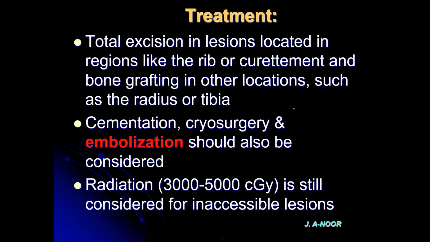Treatment is total excision for lesions located in regions such as the rib or clavicle, and bone grafting in other locations, such as the radius or tibia. Cementation, cryosurgery, or embolization should also be considered. So you have to think of it. We used to give them radiation. Nowadays, we try our best to avoid giving radiation. We try to remove the lesion surgically.